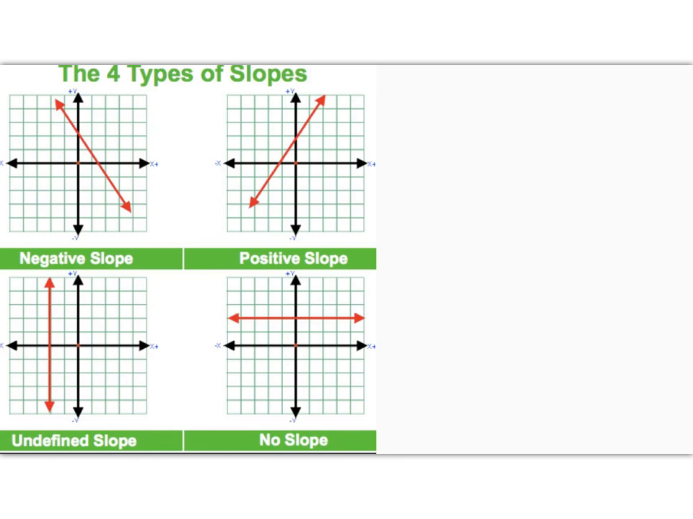4 types of slope. This is called a negative slope. This is a positive slope, and you can see the green words under it. Undefined. This is x equals something. So whenever you see x equals something, you will have a vertical line. A no slope or a horizontal line means y equals something. And in this case, this is y equals 0 for your x-intercept, and x over here equals -2.